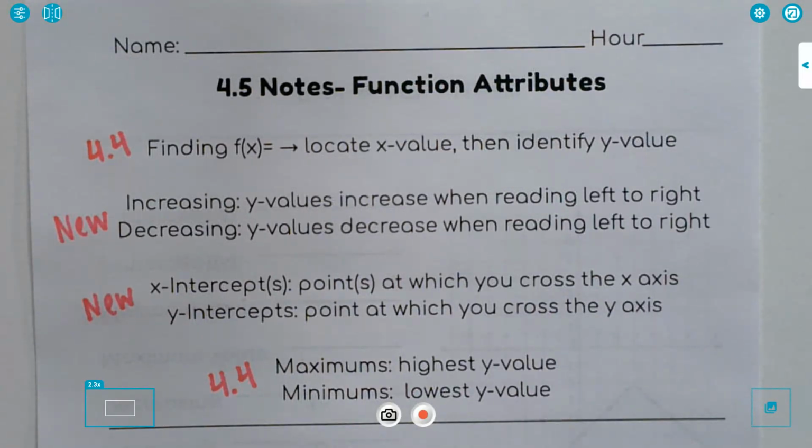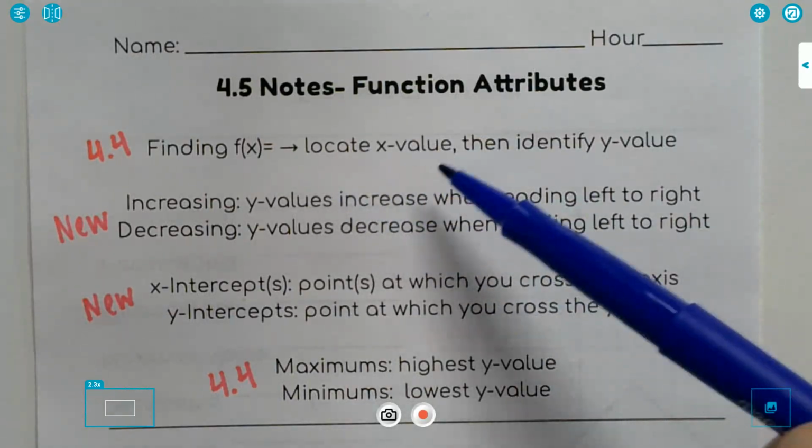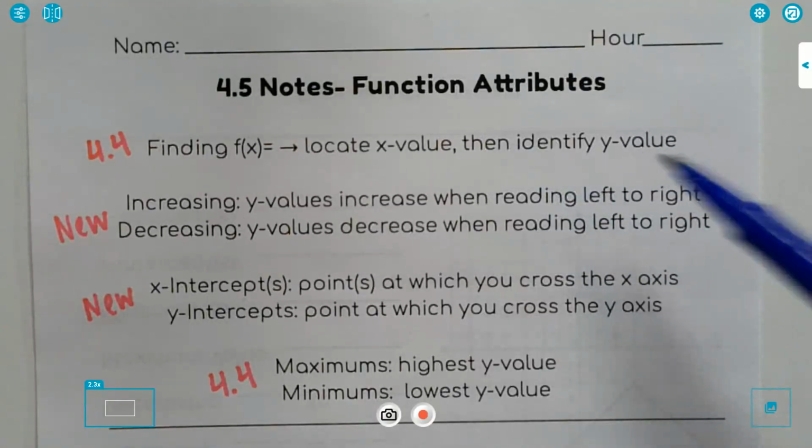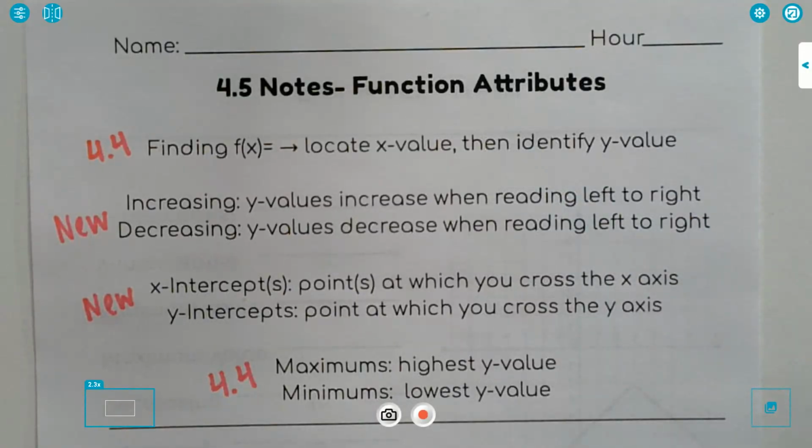So we are going to focus in on the 2 new ones, review the 2 old ones that we learned Tuesday in 4.4. We're going to go through one thing at a time. So the first thing that we are going to look at is finding f of x equals values. So we are going to look at evaluating functions at certain values. How we do that is we locate the x value, then we identify the y value. So we're going to do that on all 3 of our examples, and then we'll come back and do another thing.